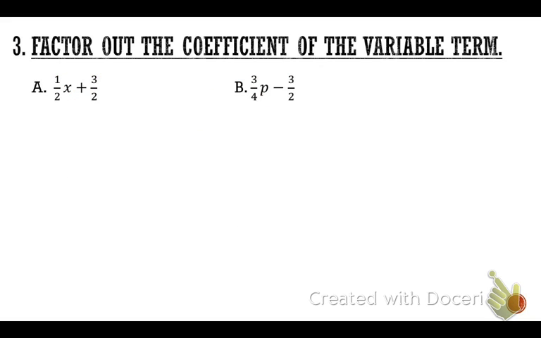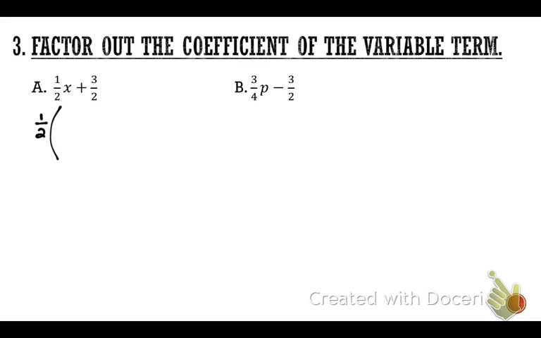Factor out the coefficient of the variable term. Do you guys remember what a coefficient is? It's the number part of the variable term. So it's the number that's attached to the variable. In this example, what's the number that's attached to the variable? 1/2. So basically what that does, it takes out the first step. These instructions are telling you exactly what to pull out. So I'm going to pull a 1/2 out.